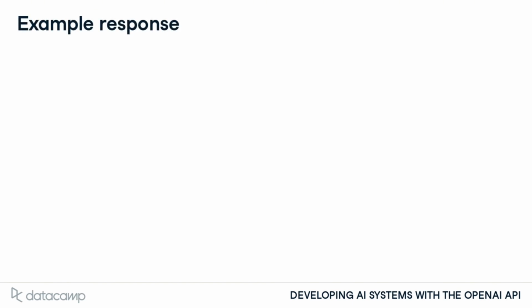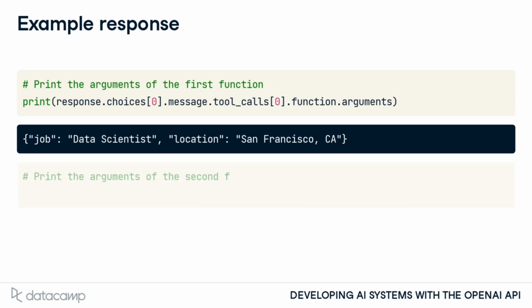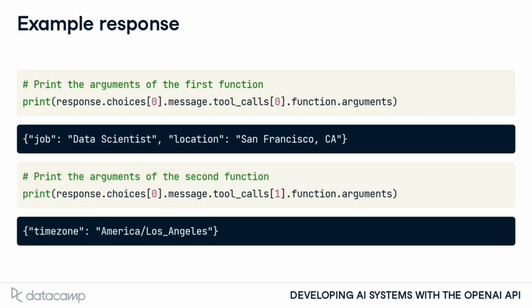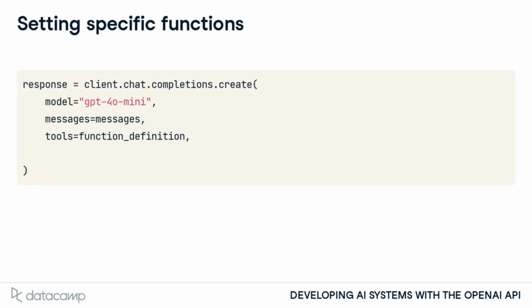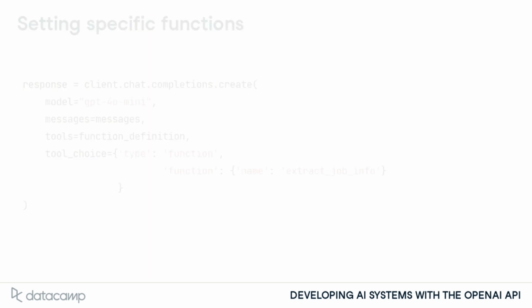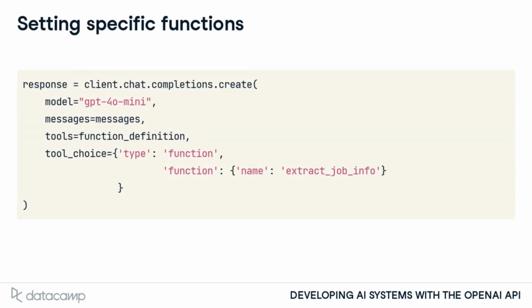In the case of calling multiple functions, we'll have to use indexing to select the different responses from the tool calls list, as shown. We might end up with a long list of functions in our tools, and in that case, the default behavior of the model is to choose which one to use based on the message and function definitions. This is the equivalent of setting tool choice as auto. If we want the model to pick a specific function from our list, we'll have to modify tool choice from auto to a dictionary containing the name of the function we'd like the model to use.